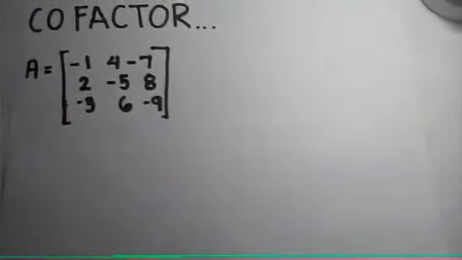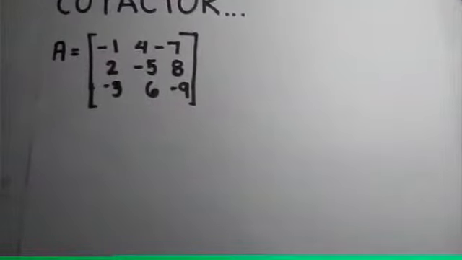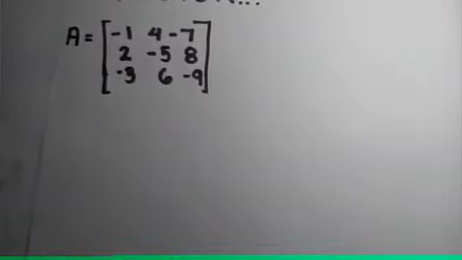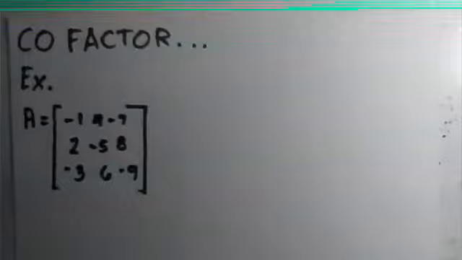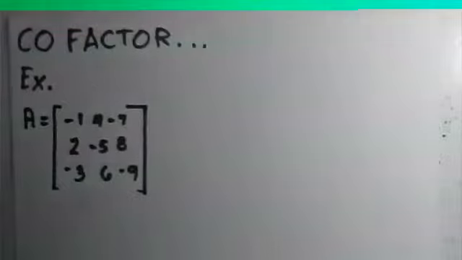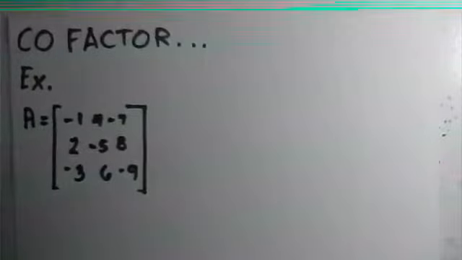Cofactor. The cofactor of an element of a determinant in the ith row and the jth column is the product of the minor of the element and negative 1 to the power of i plus j. For example, A is equal to negative 1, 4, negative 7, 2, negative 5, 8, negative 3, 6, and negative 9. To get the cofactor of negative 1, simply delete the row and the column in which the element appears.